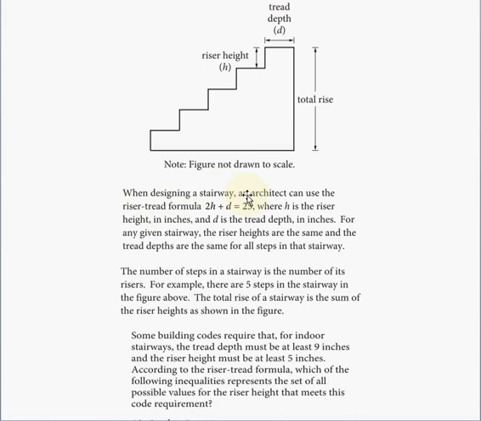When designing a stairway, an architect can use the riser tread formula 2h plus d is equal to 25, where h is the riser height in inches and d is the tread depth in inches. For any given stairway, the riser heights are the same and the tread depths are the same for all steps in that stairway. The number of steps in the stairway is the number of its risers. For example, there are 5 steps in the stairway in the figure above. The total rise of a stairway is the sum of the riser heights as shown in the figure.